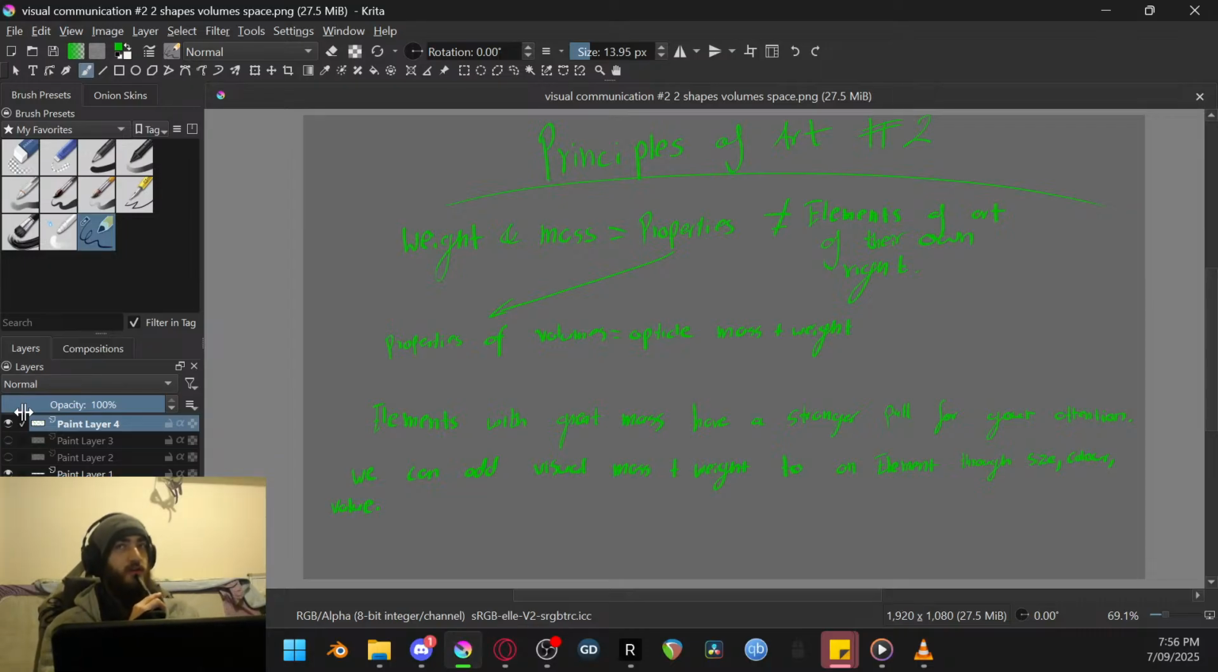Something that is huge and looks heavy will take more of our attention than something that is small and looks like it doesn't exist. Then we can add visual mass and weight to elements through size, color, and value. As in my earlier example, that would be a massive wall next to your really small character.